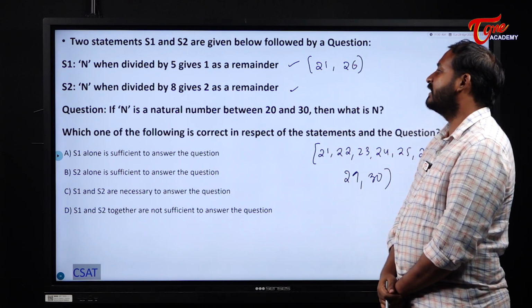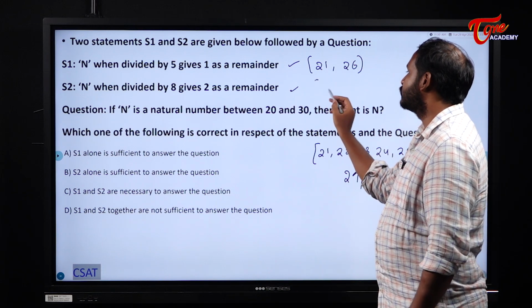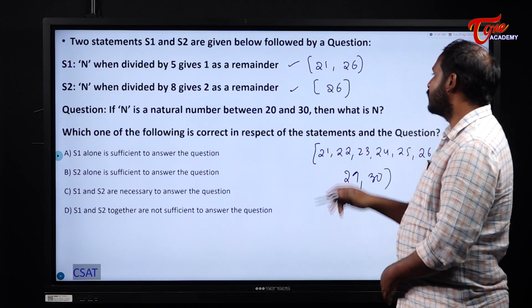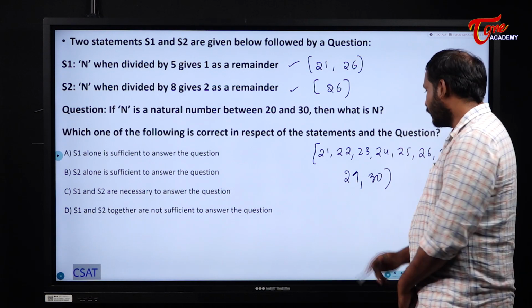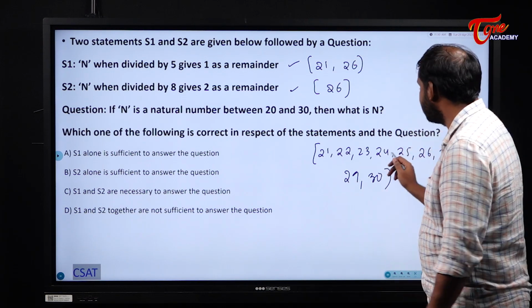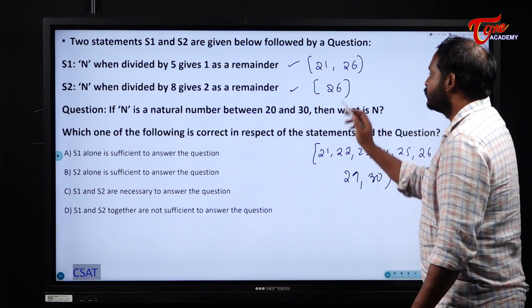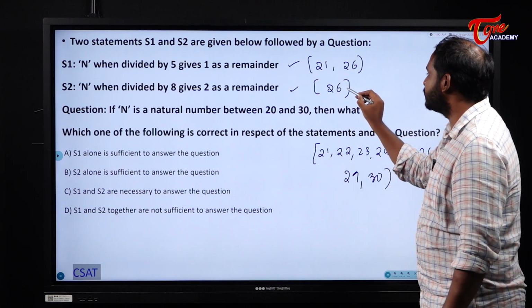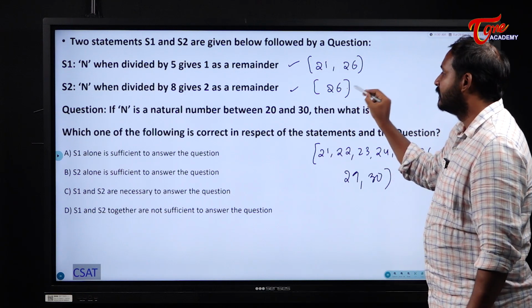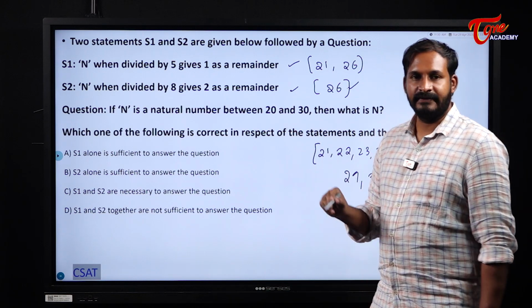Next one. n when divided by 8 gives 2 as a remainder. So, what is the only choice for me here? 26. Why? Because 24 is exactly divisible by 8, and 24 plus 2 becomes 26. So, 26 will be the only number which is possible for me in the given range. So, by using statement 2 alone I can tell my answer, right?